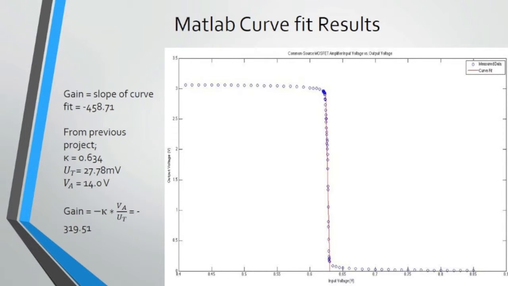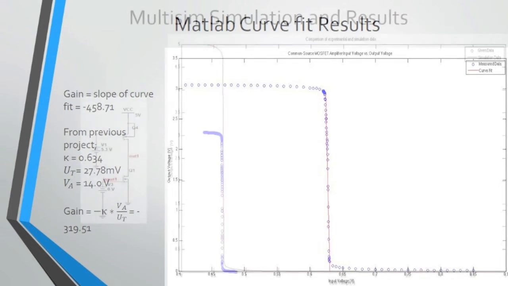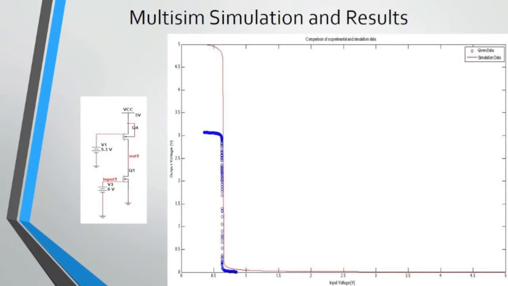Using values from our previous project though, gives us a negative 319.51 gain. Using Multisim and the PFET and NFET values we got from our previous project, we see that the data and the simulation do agree with each other. The project required us to run the simulations at a 5 volt VDD while the experiment data is seen to be run at 3 volts VDD.